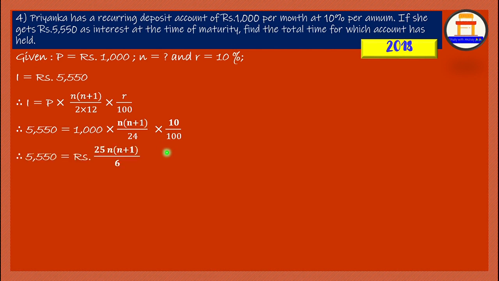Upon simplifying, we get 5,550 is equal to 25n of n plus 1 divided by 6. Upon simplifying further, we get 1,332 is equal to n of n plus 1. Now we get a quadratic equation, where the highest power of the variable is 2. n square plus n minus 1,332 equals 0.